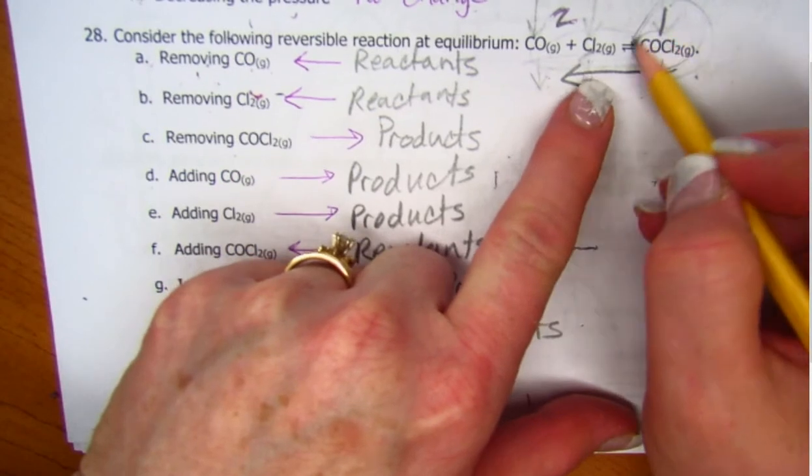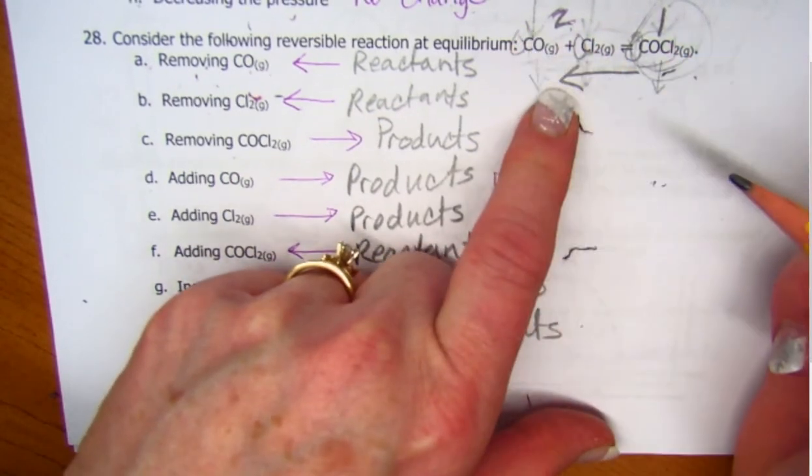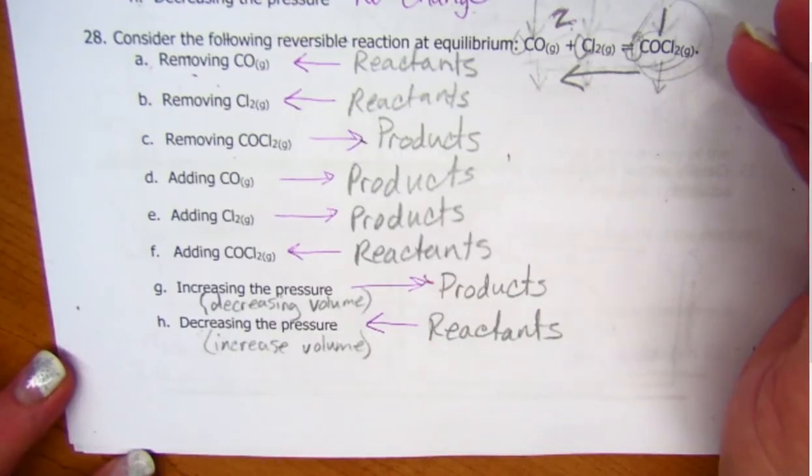So you have 1 mole here, so you're looking at the coefficients. 1 here, you have 1 plus 1 gives me 2. Okay? All right, we okay with this?